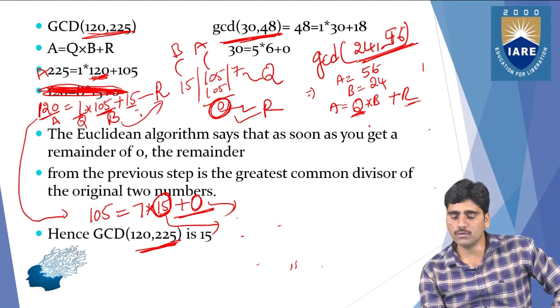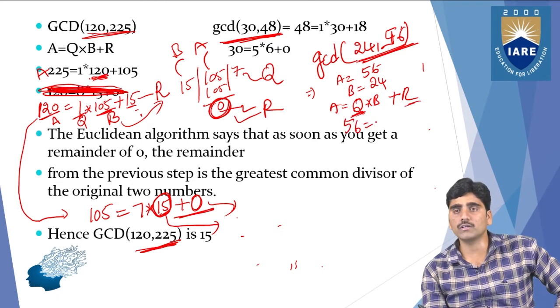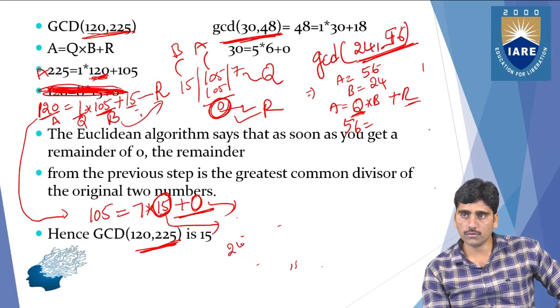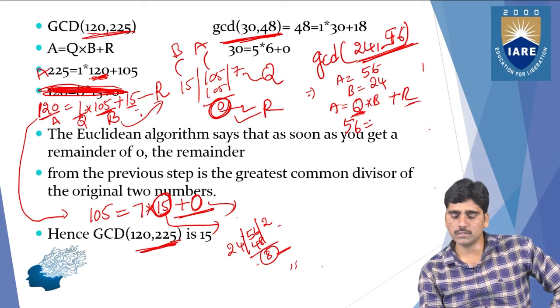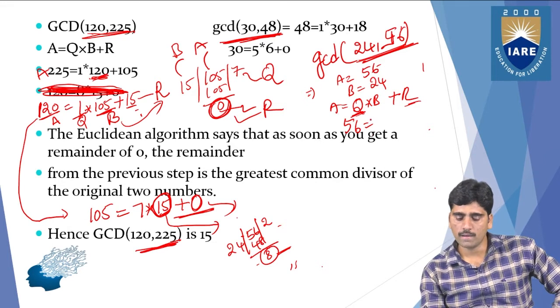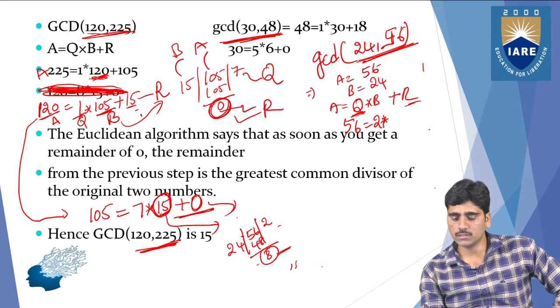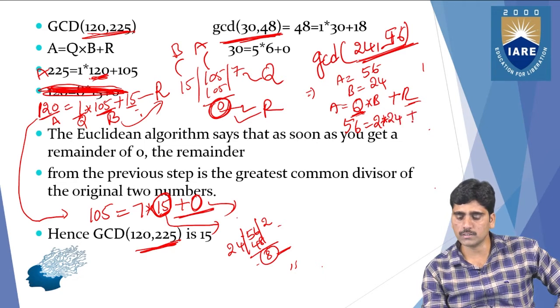So here the A value is 56. How can we divide? 56 divided by 24, 24 into 2 is 48, right? 56 minus 48 equals 8, right? So 8. Now you can write 56 equals, Q is the quotient 2, and B is 24, plus the remainder 8.